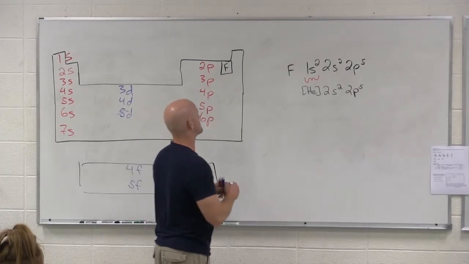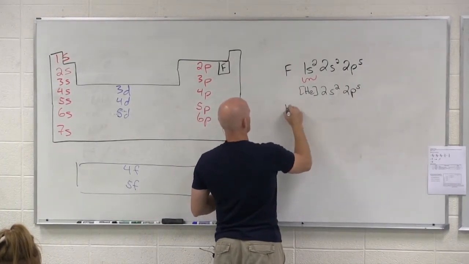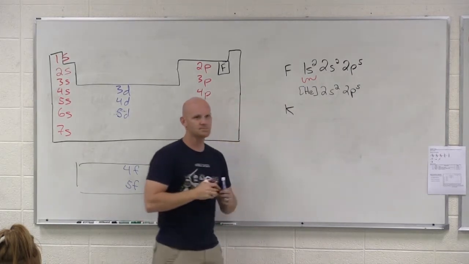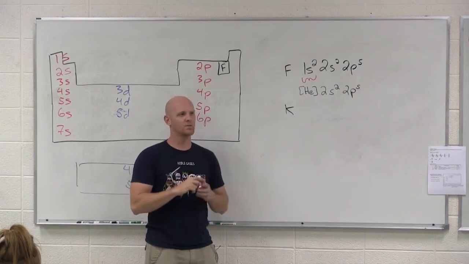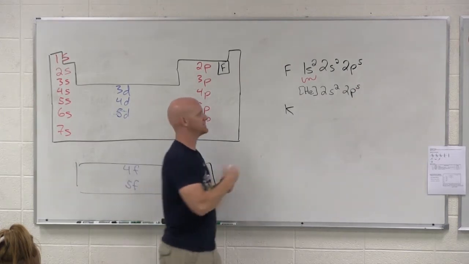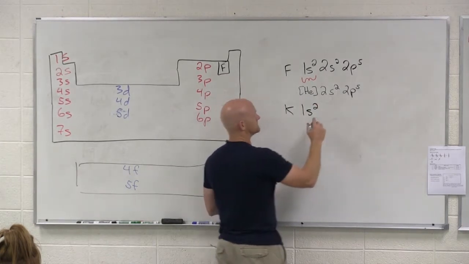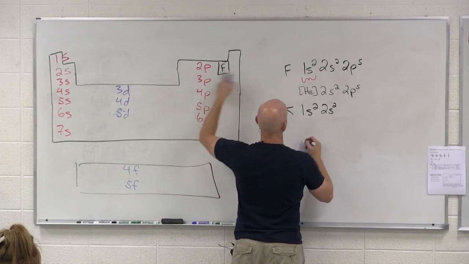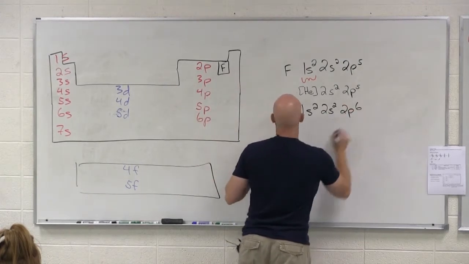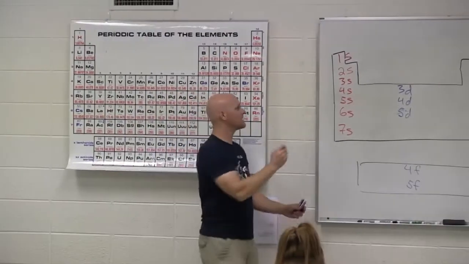So let's make this a little harder. Let's go potassium. Give me the overall electron configuration first, and then we'll go noble gas. Start me off. Well, they all start off in the same place, 1s2, and then 2s2, and then 2p, and we'll fill it up. Where's potassium on this list, by the way? Potassium right there.